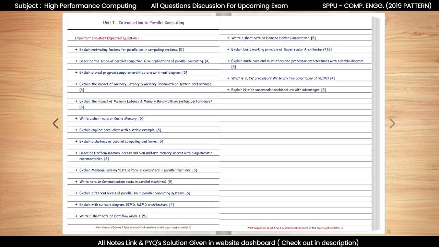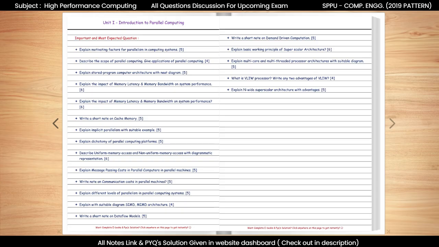Now, let us move on to our next important topic, dichotomy of parallel computing platforms. From this topic, we can expect questions such as, explain dichotomy of parallel computing platforms. The dichotomy of parallel computing platforms refers to the division between shared memory systems and distributed memory systems. In shared memory systems, all processors access a common memory space. In distributed memory systems, each processor has its own local memory and communicates using messages.